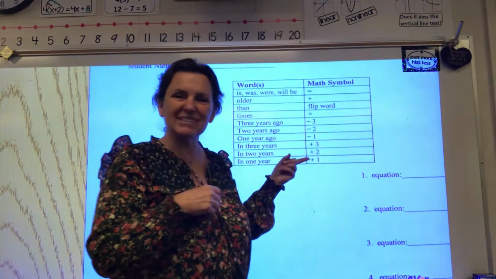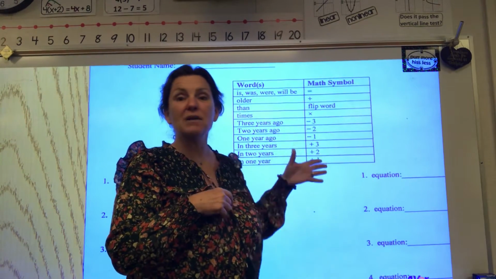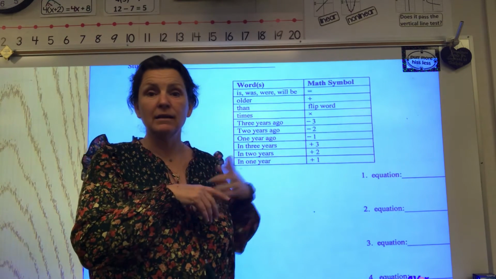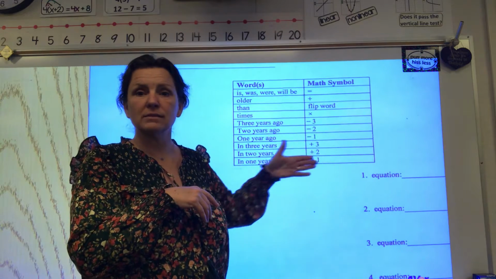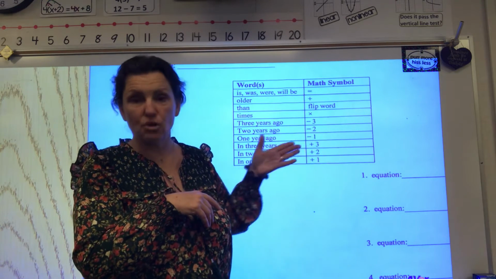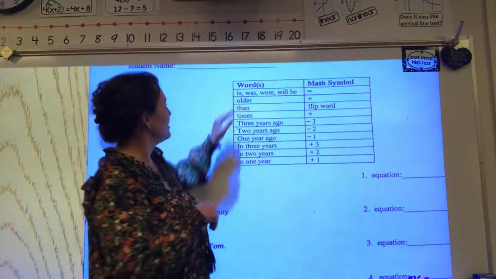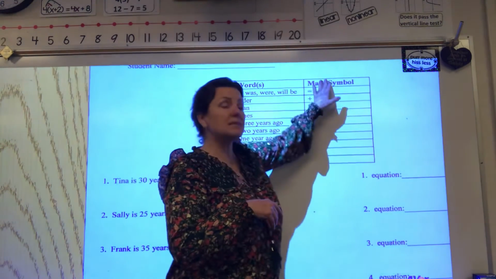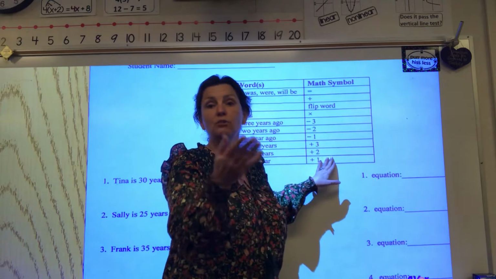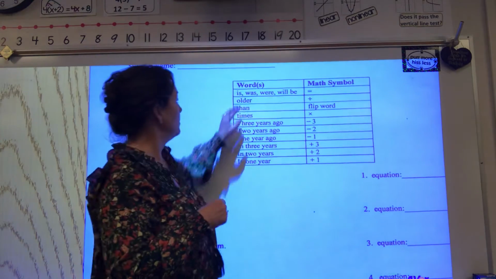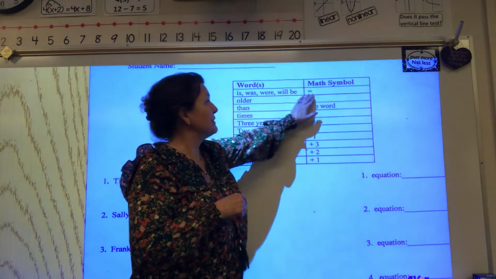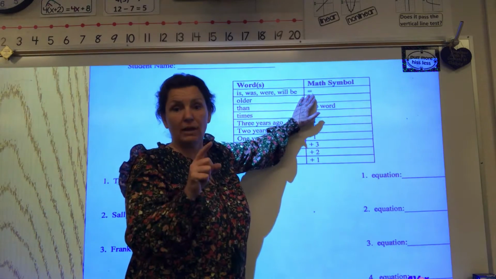So let's check out this little cheater box. I would highly recommend printing this worksheet. It is posted on Canvas. This is an informational box, so let's check it out together. If you see these words in a word problem, here's the math symbol or number you should be utilizing. So words, if you see is, was, were, will be, that's where our equal sign is going to be located.